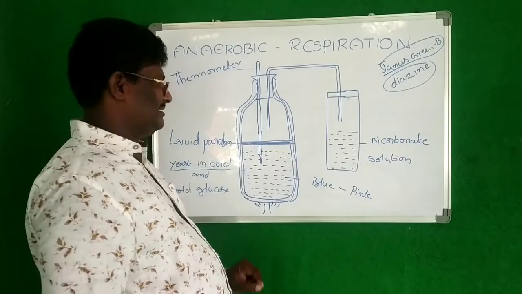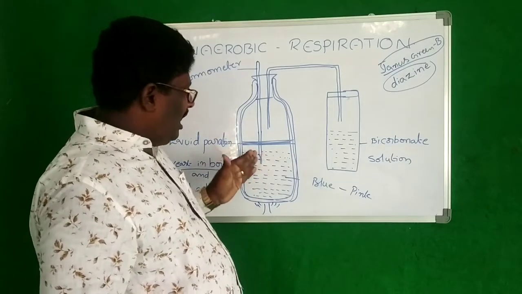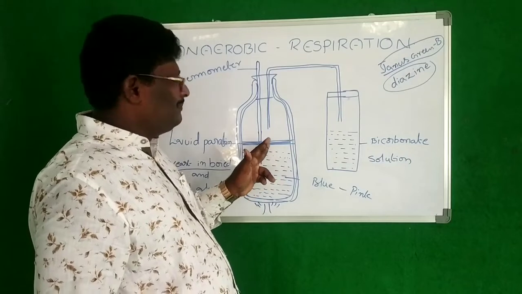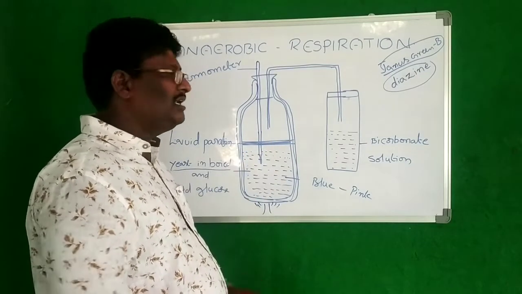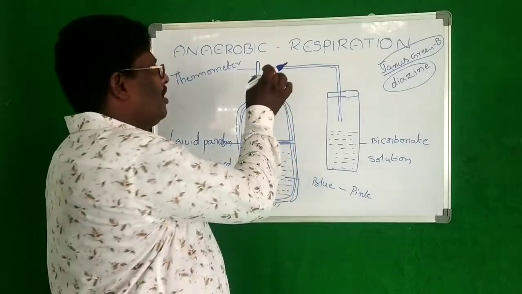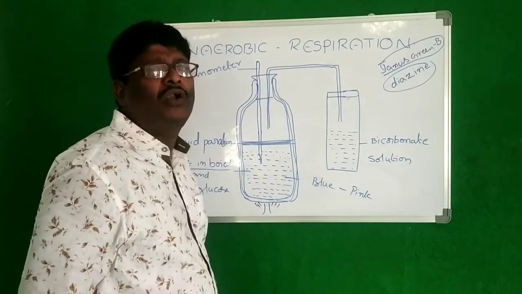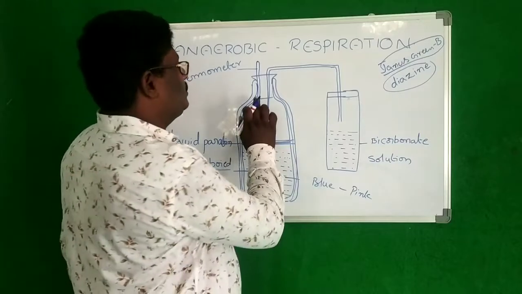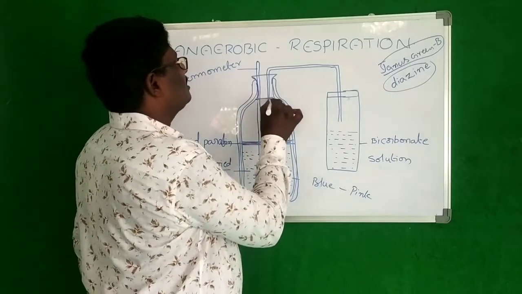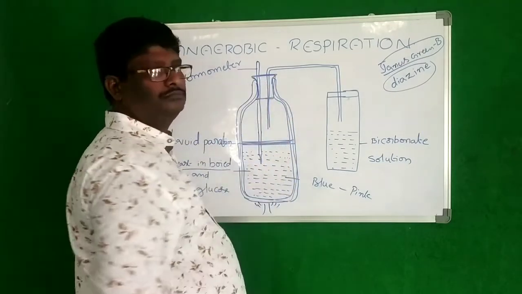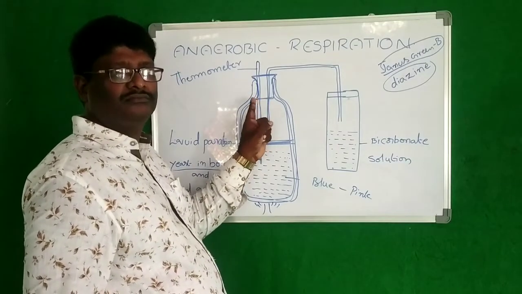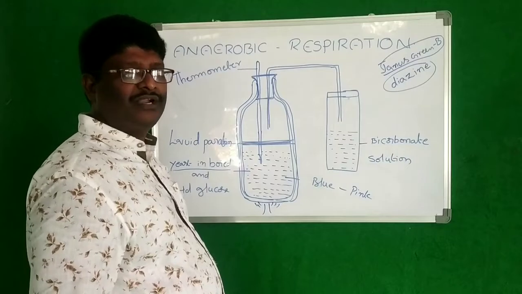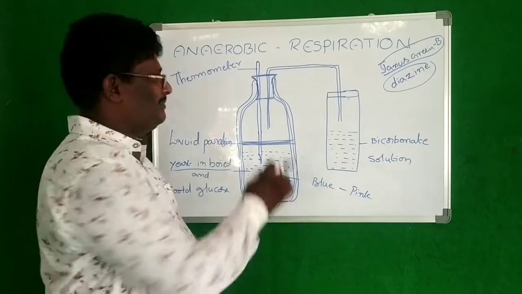Yes. So after putting the paraffin solution on this glucose solution, immediately we have to put a two-hole rubber stopper on the front portion of the flask. We have to keep it on that.